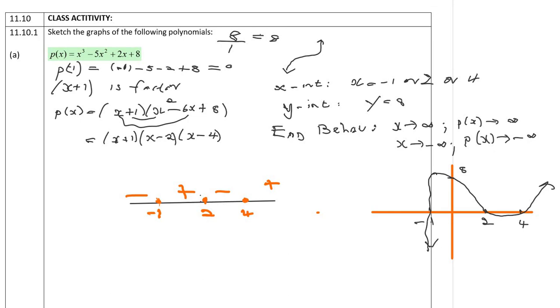Alright, so now I just check. It's positive there, it's positive there. It's negative here, it's negative here. It's positive here, it's positive here. It's negative here, it's negative there. Okay, and there we have drawn the sketch graph of this specific polynomial.